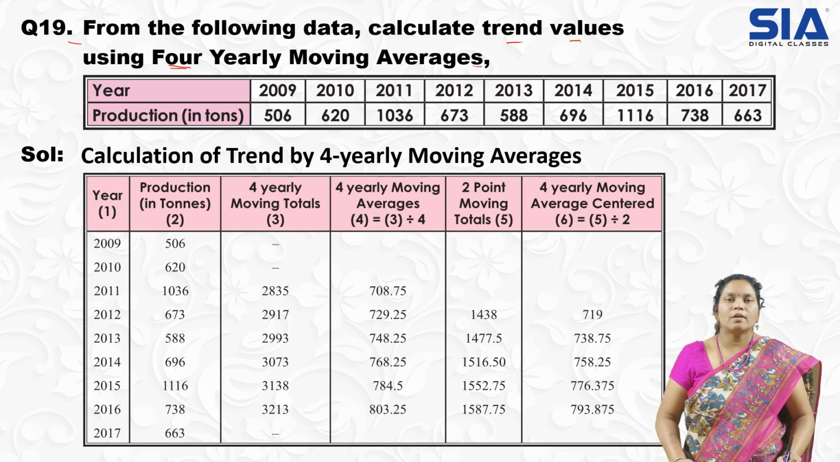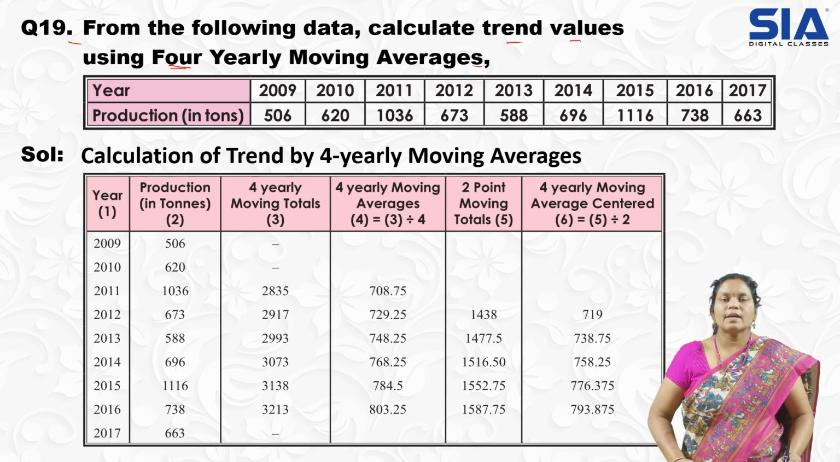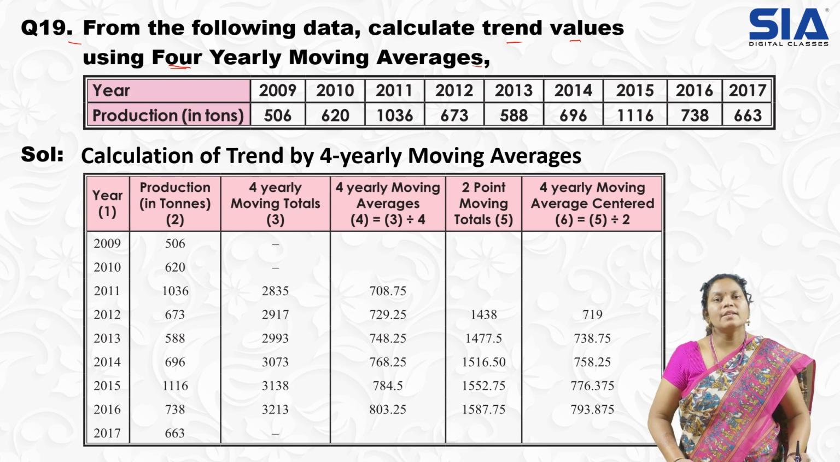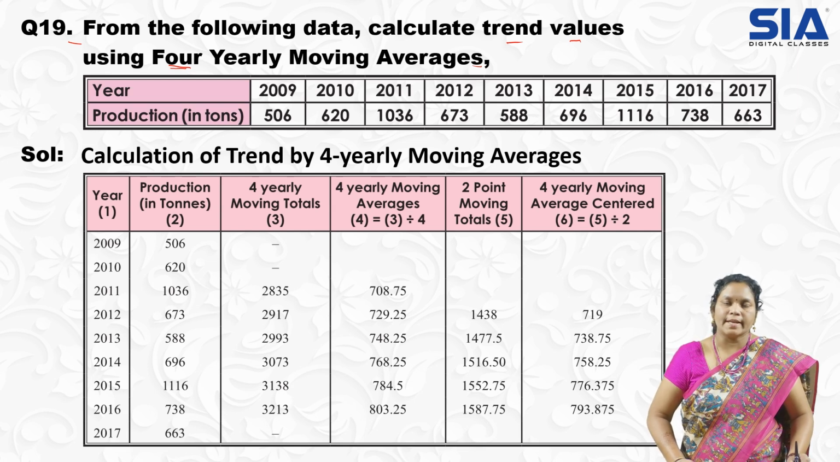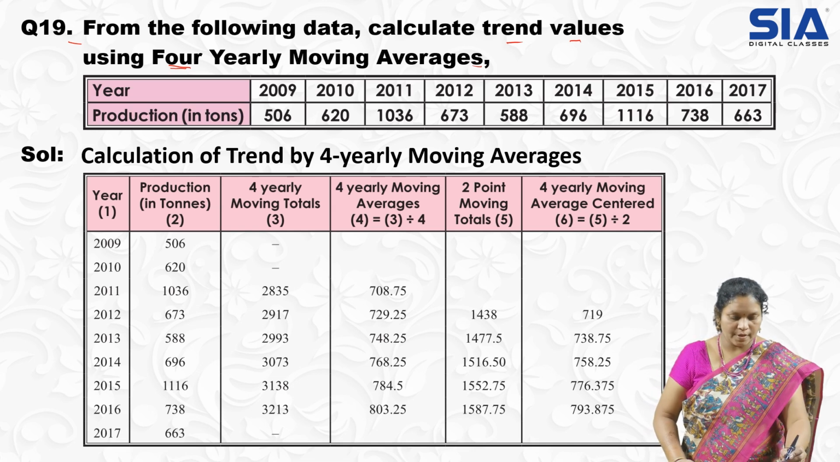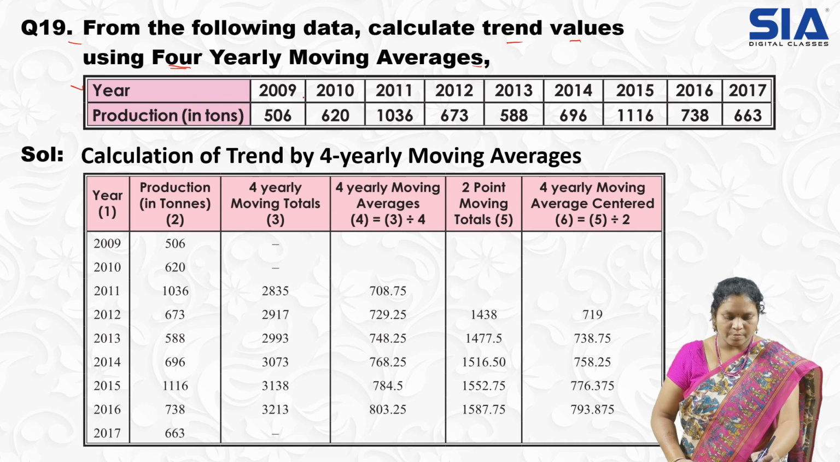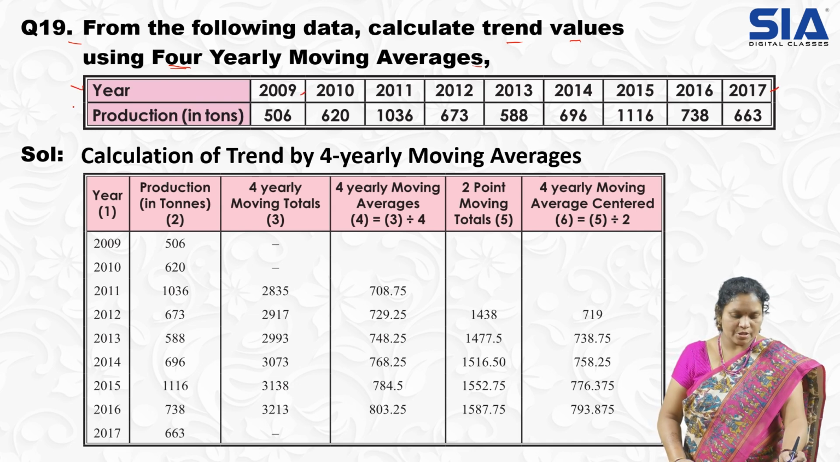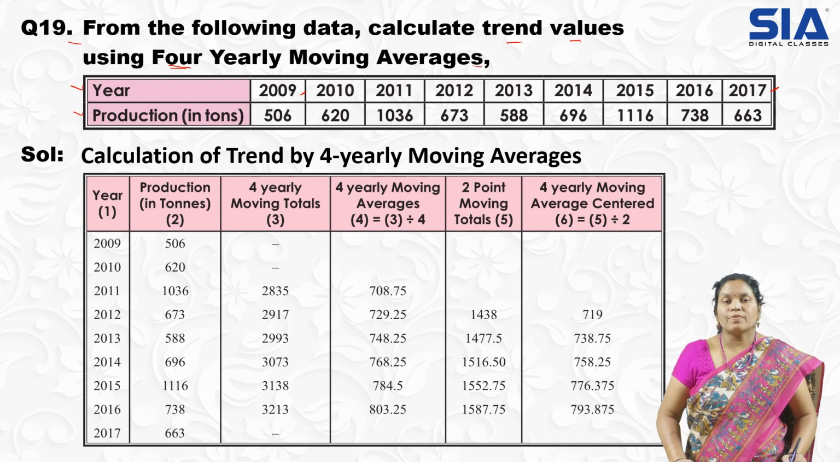We have 3-4 different types of moving averages, like the 7 year we discussed in an earlier session. So 7 year moving average we have, 4 year we have, and 3 year moving averages will also be there. Let us discuss 4 year, since in the question they have asked 4 year. They have given the data for the years 2009 to 2017 and the production values. So for that let us do 4 year moving averages.